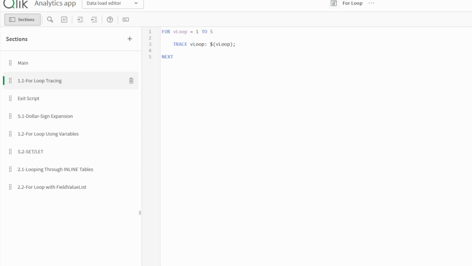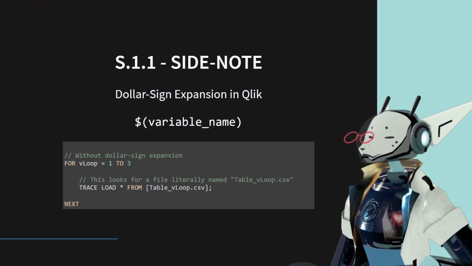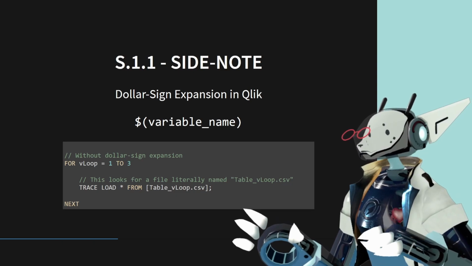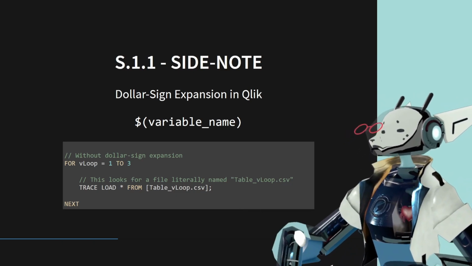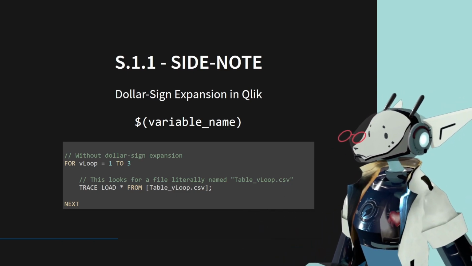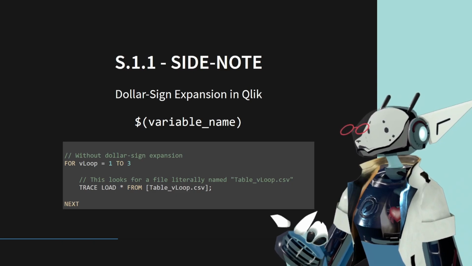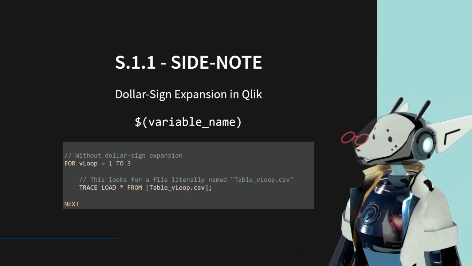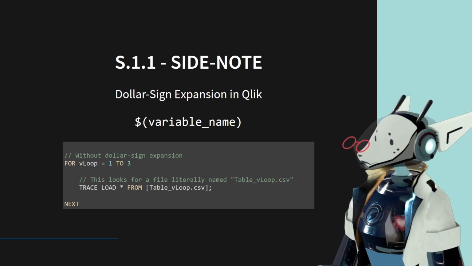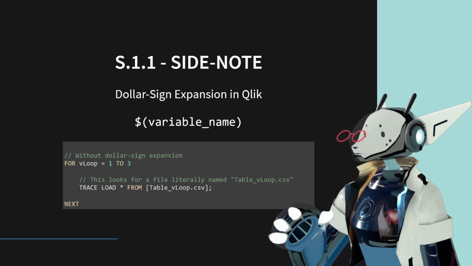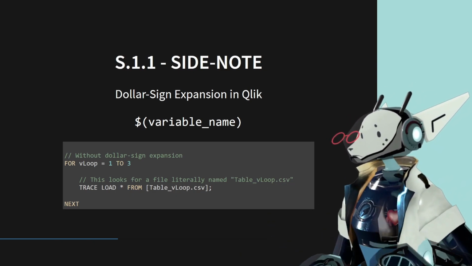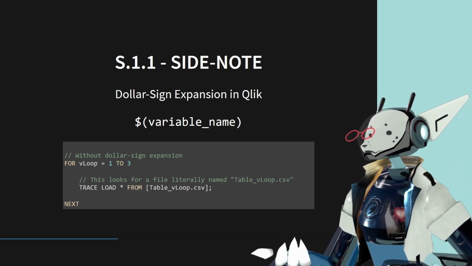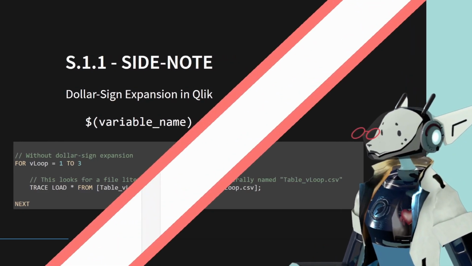But a side note, about $sign expansion, I kind of just did it for you, gave you the answer, but let's talk a little bit more about the why and the how. It allows you to reference the content of a variable rather than just the variable name itself. It's done by surrounding the variable with parentheses, putting a $sign in front. This first example here is not going to result in any dynamic output.